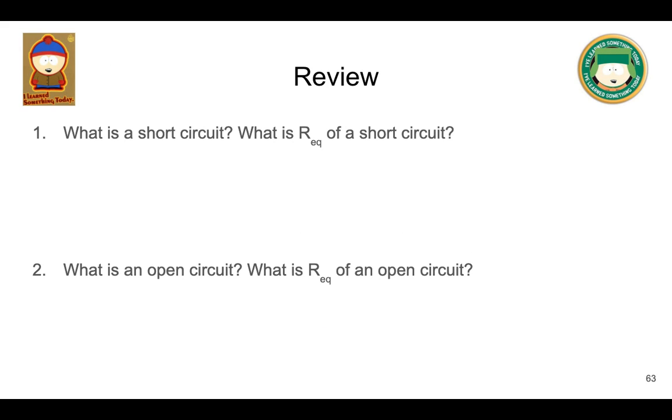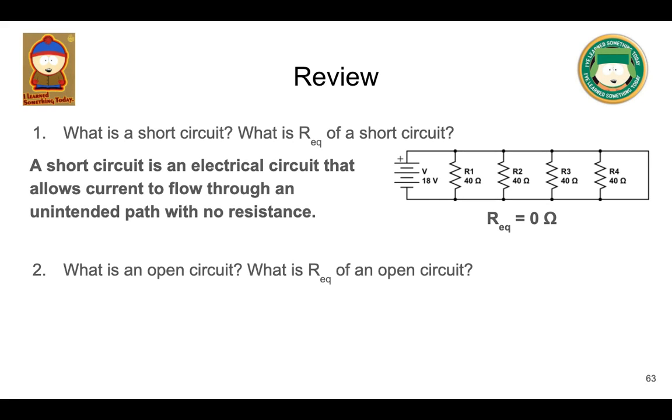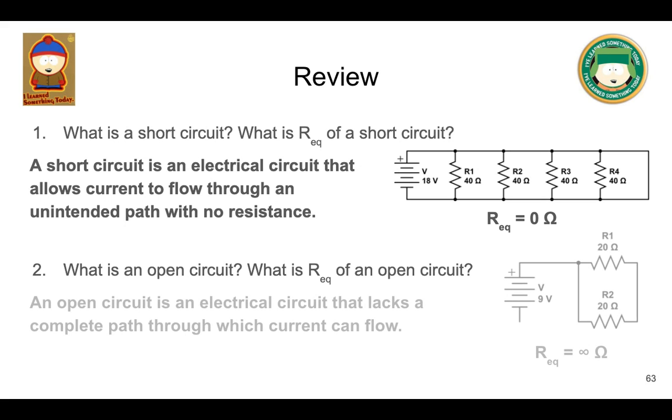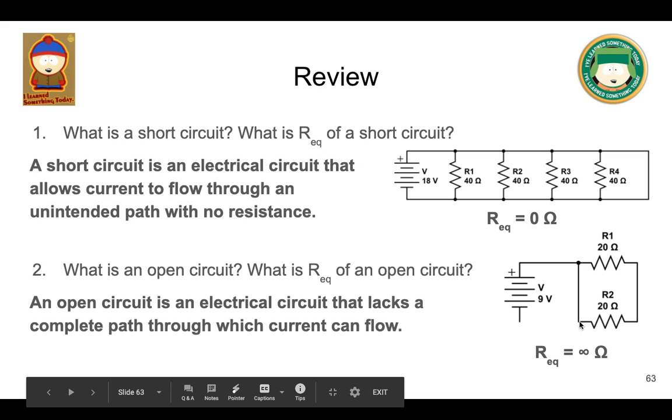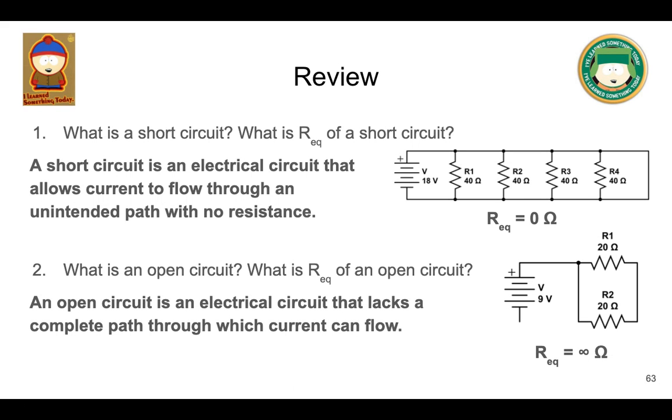What is a short? And what is the equivalent resistance of a short? A short is when you've created an unintended path for current to flow that has no resistance. So in this case, this is a short, and the equivalent resistance of a short is 0 ohms. And what is an open? And what is the equivalent resistance of an open? An open is when you haven't given the current a full path to flow through. So essentially, in this circuit here, this would be your open. The equivalent resistance of this is infinite. So hopefully that helps.